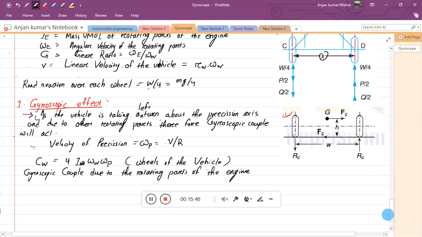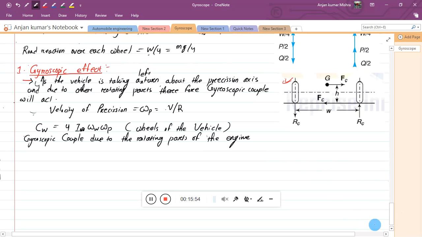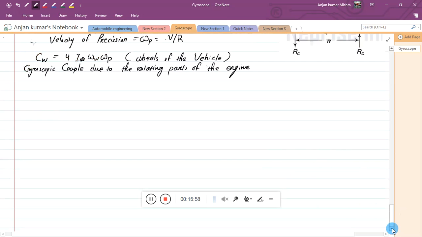So that will become CE, the gyroscopic couple due to the engine rotating parts, that is IE omega E omega P. Or simply we can write, as we have mentioned the gear ratio, this omega E can be written in the form of G times omega W, where omega W is the angular velocity of the wheel. So we can write IE multiplied by G multiplied by omega W multiplied by omega P. Now we have similar terms with omega W.